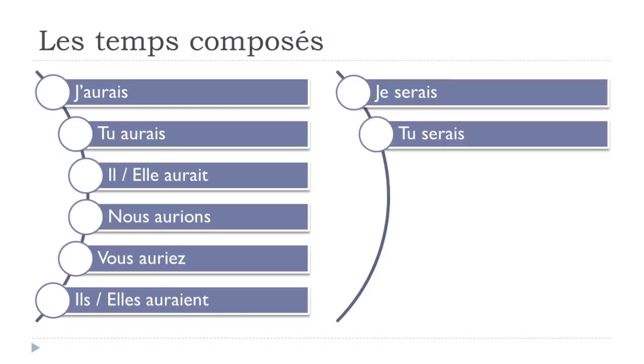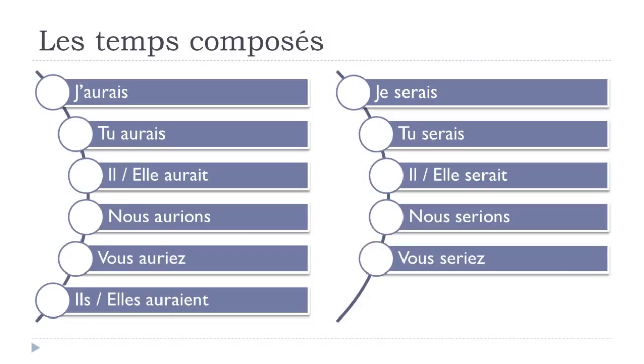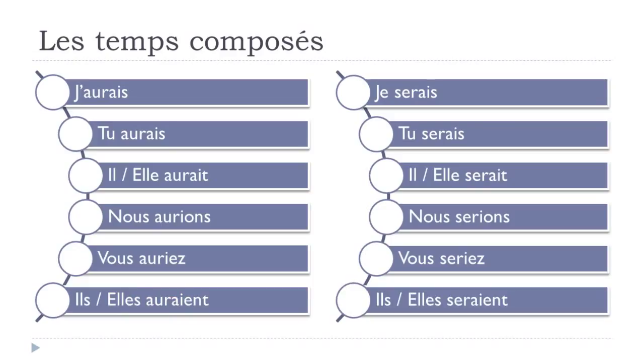Je serais, tu serais, il serait, elle serait, nous serions, vous seriez, ils seraient, elles seraient. Okay, so let's see how it goes. Je serais, final S not pronounced. Tu serais, same thing here. Il serait, elle serait, final T not pronounced. Nous serions, final S not pronounced. Vous seriez, a Z at the end, et seriez. Ils seraient, so ENT not pronounced. Elles seraient. Alright, so this is the first part that you should use when you make this conditionnel passé form, okay?